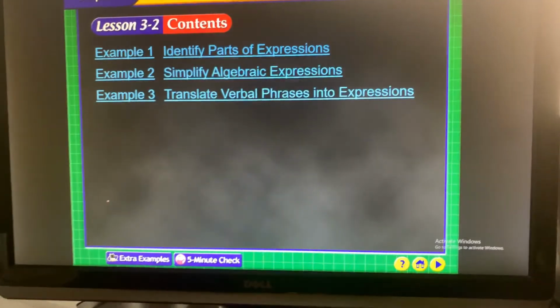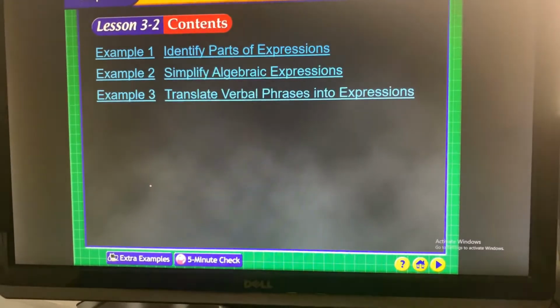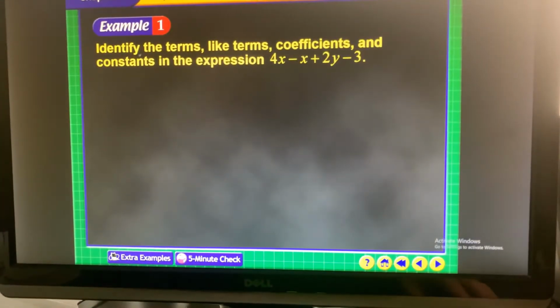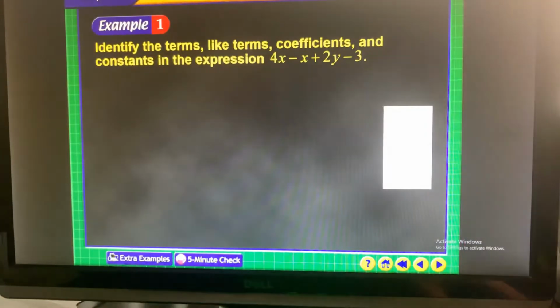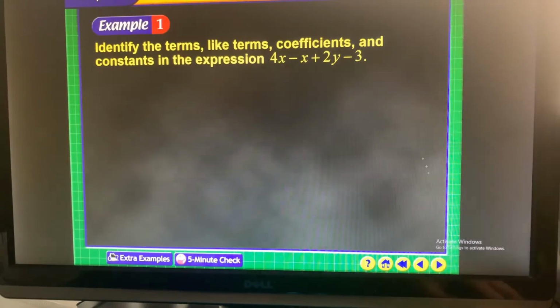Okay, now we're going to identify the parts of an expression, simplify algebraic expressions, and then translate. So you have to identify all of the parts of this problem. It's asking how many terms there are, what the terms are, what the like terms are, what the coefficients are, and what the constants are.